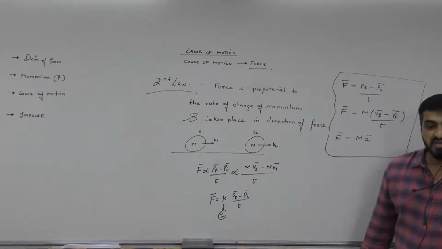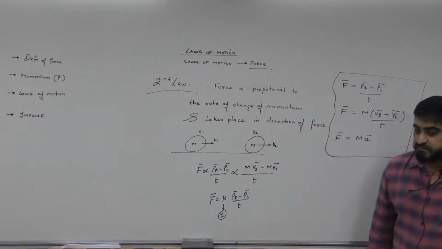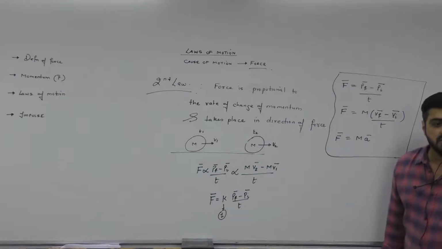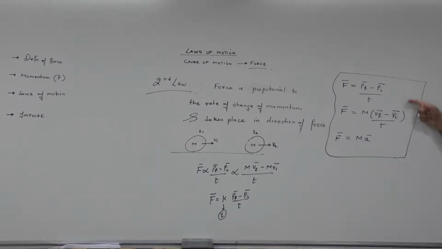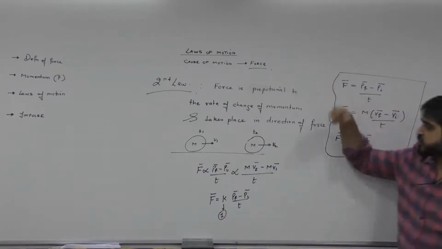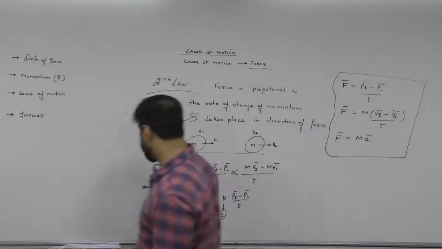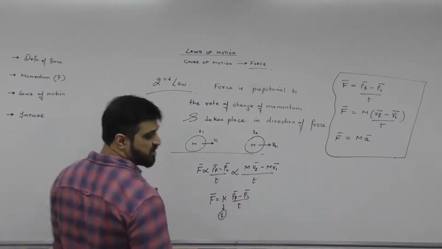F equals ma. F is P final minus P initial by time. Which is the most important formula? Can anyone tell me? The most important formula is the first formula. Not F equals ma. F equals ma is the application formula. F bar is P final bar minus P initial bar by time. Force is proportional to the rate of change of momentum and takes place in the direction of the force. Did you understand?